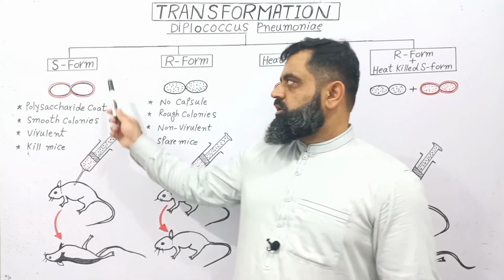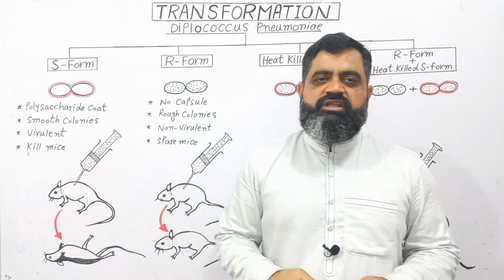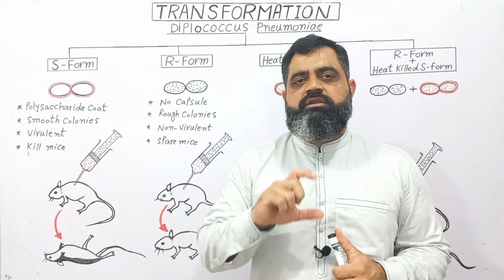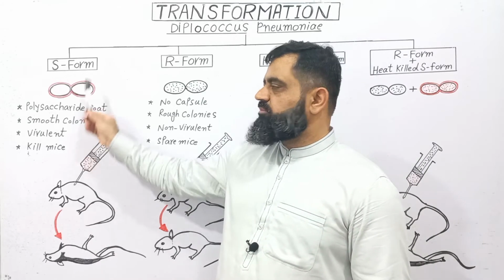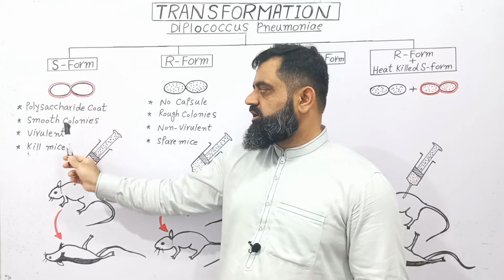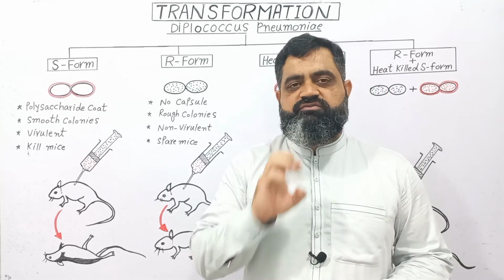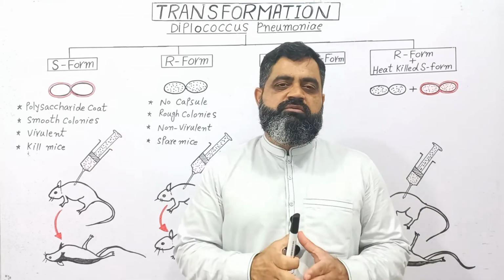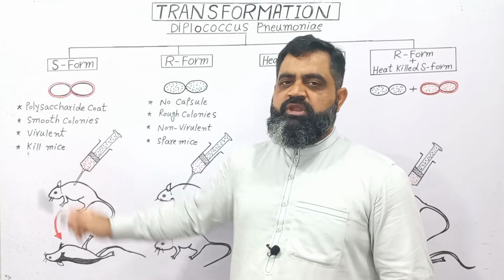Number two, these bacteria usually form smooth colonies. When they accumulate and multiply, they form smooth colonies. That is why we call them S form bacteria. Thirdly, they are very virulent. They can cause infection and death in their host animal, and because we are using mice in this experiment, they can kill mice.